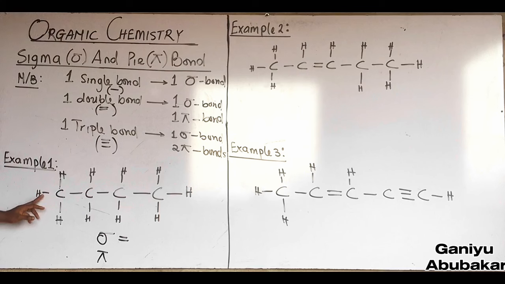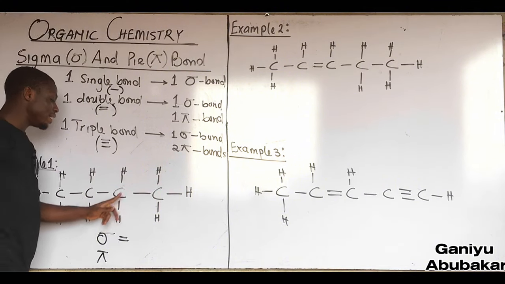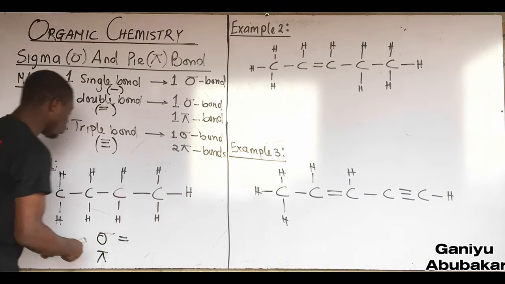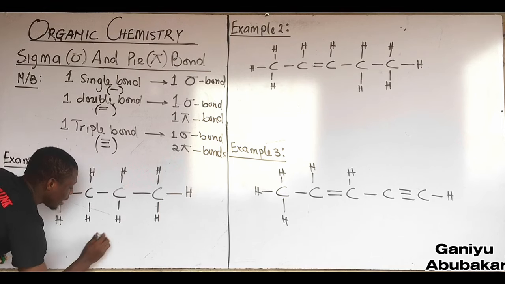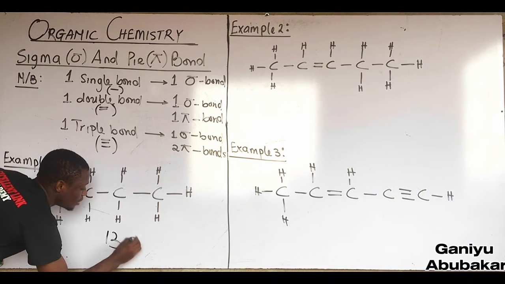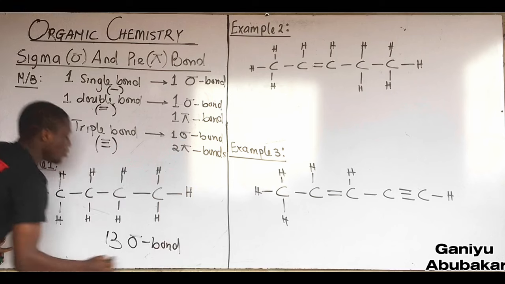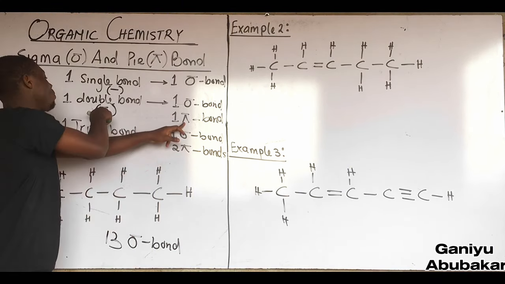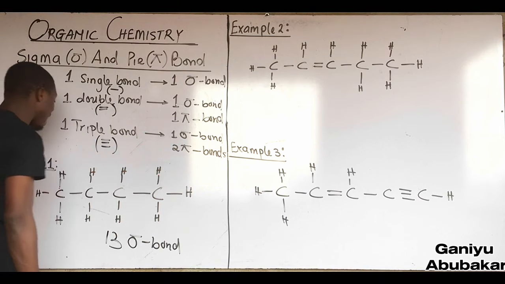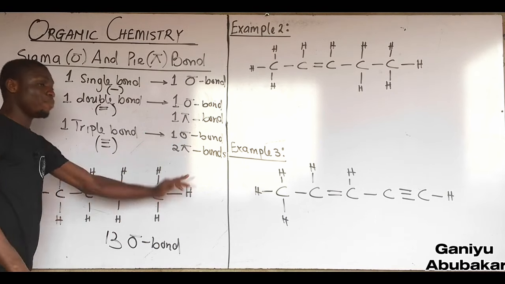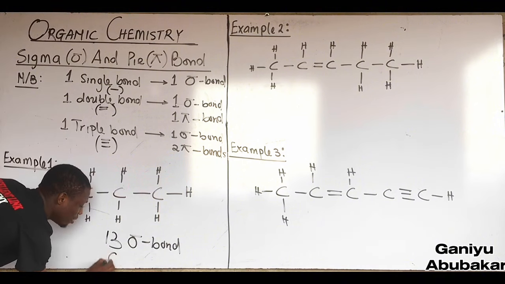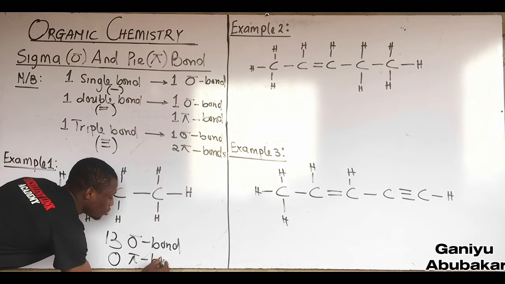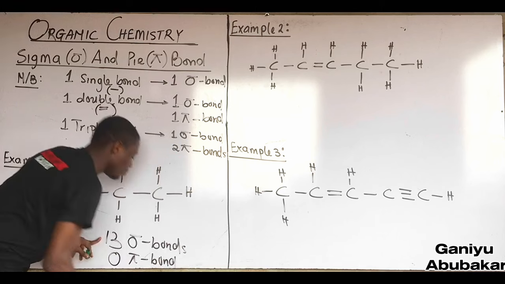Now from this one, we said for every single bond there's a sigma bond. So this is one sigma bond, 2, 3, 4, 5, 6, 7, 8, 9, 10, 11, 12, 13. So for this one I'm having 13 sigma bonds. Let's get the pi bonds. We said pi bonds occur in double bonds and triple bonds. In this case, I'm not having a double bond or a triple bond. So I'm having zero pi bonds. I don't have any pi bond here.